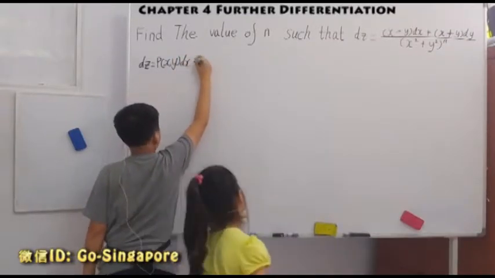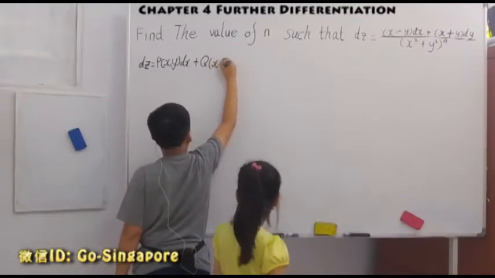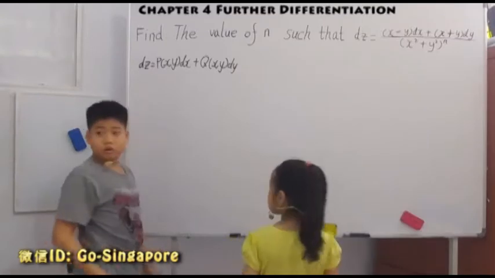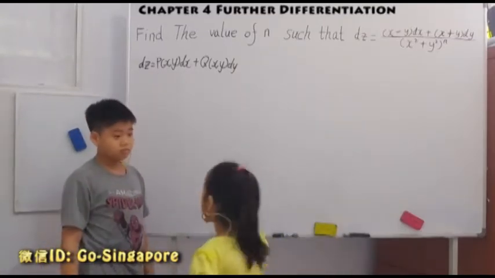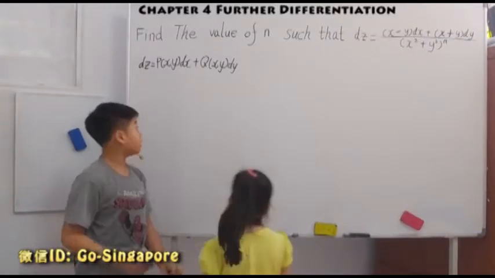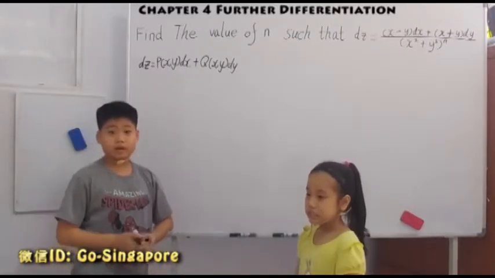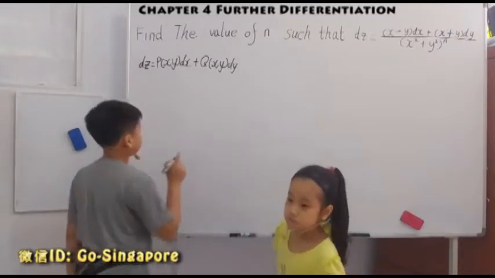Did you remember what this is? Yes. Okay. What is pxy? pxy is partial z partial x. What about qxy? Partial z partial y. Okay.